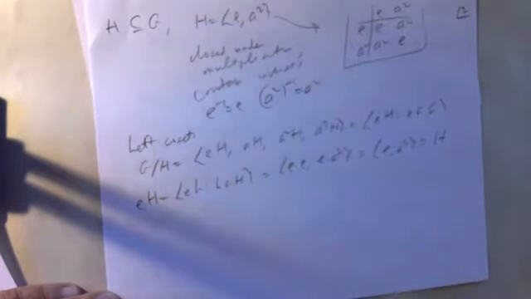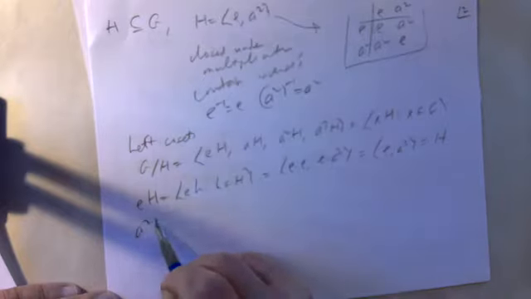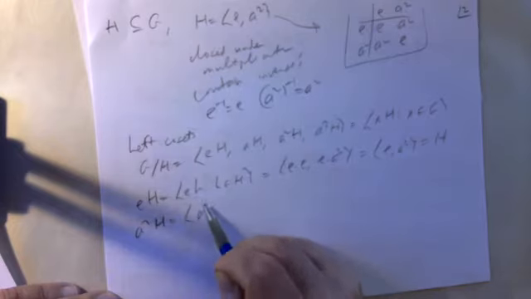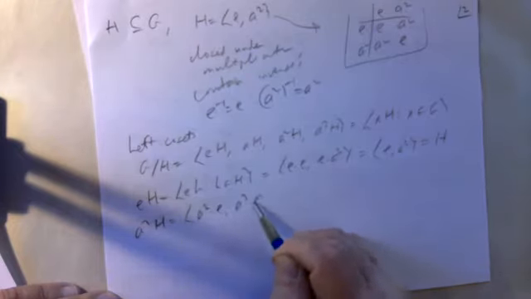So E times H is H. And also, if you take A squared times H, this is A squared times E and A squared times A squared.